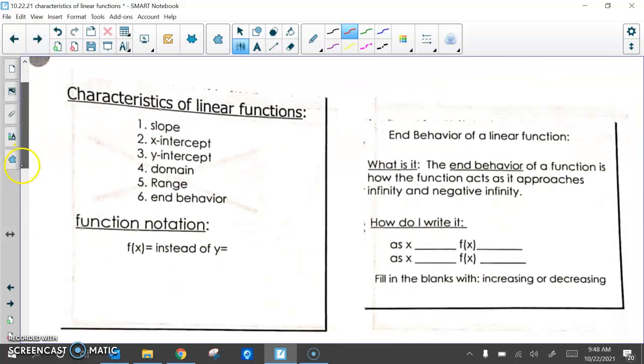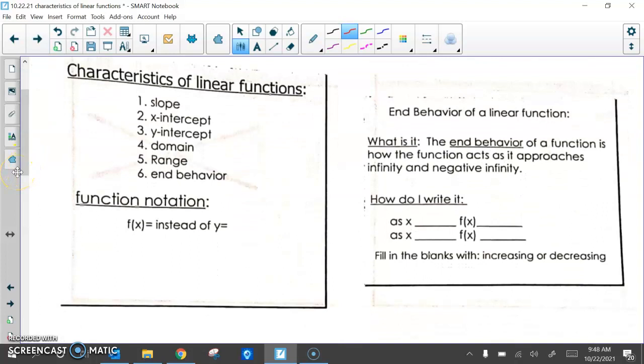Okay, so now we're going to actually start the notes. Characteristics of linear functions. We've already done slope, we've already done y-intercept, and we've already kind of done the x-intercept. Remember, the y-intercept is where it crosses the y-axis, and the x-intercept is where it crosses the x-axis.